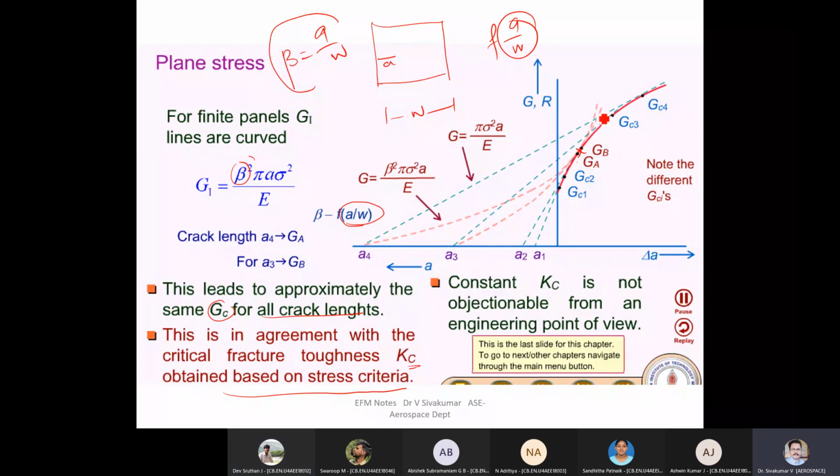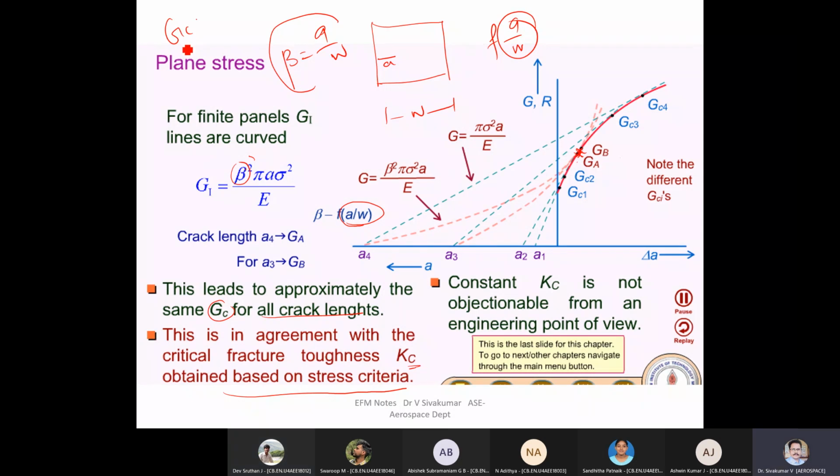What is that R, sir? It is the ratio of the crack length to the width of the particular specimen. If I add that parameter, every point fixes at a particular point where the two conditions are meeting, so that I can say that is the GC. Because GC is important. After GC, failure is happening.